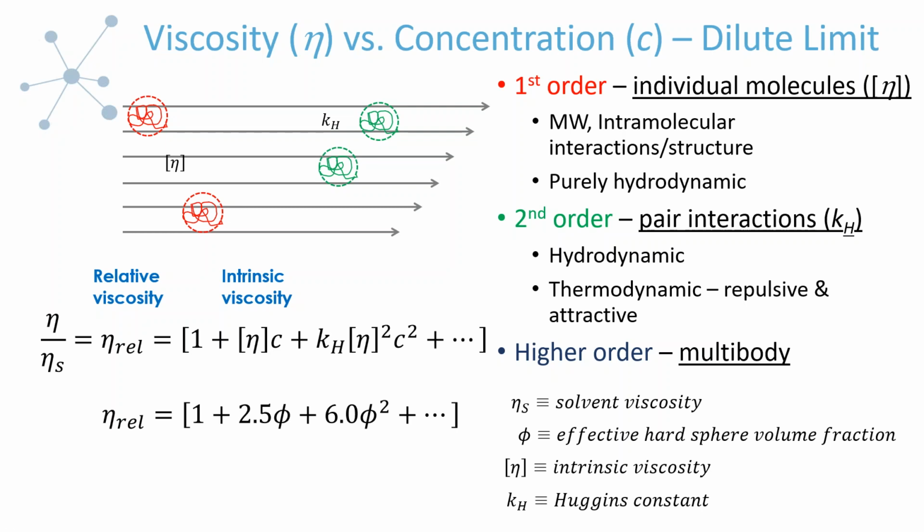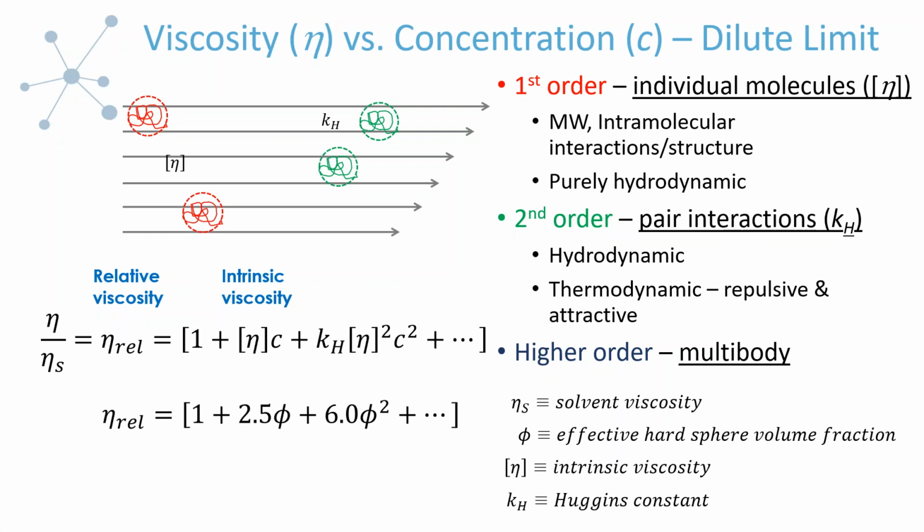So things like molecular weight, intramolecular interactions. So do you have something that's a coil collapsing on itself, or is it expanded? Things of that sort. And it's actually a purely hydrodynamic effect. So you see an increase in viscosity due to the presence of these larger molecules or particles, because they disrupt the flow field, and there's an extra thermodynamic stress due to their presence. And so it's actually a purely hydrodynamic contribution.